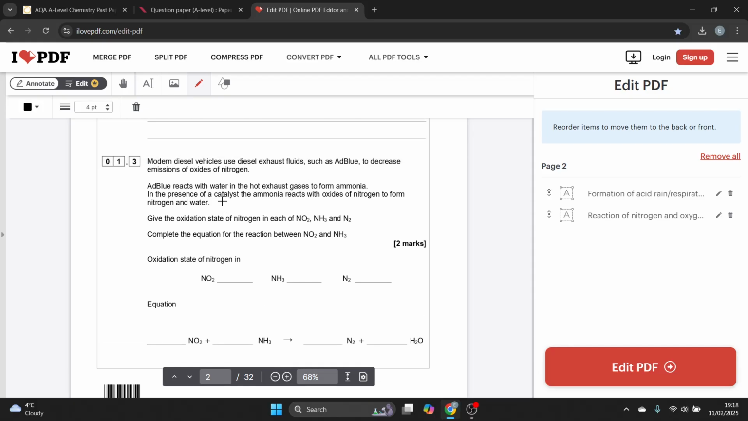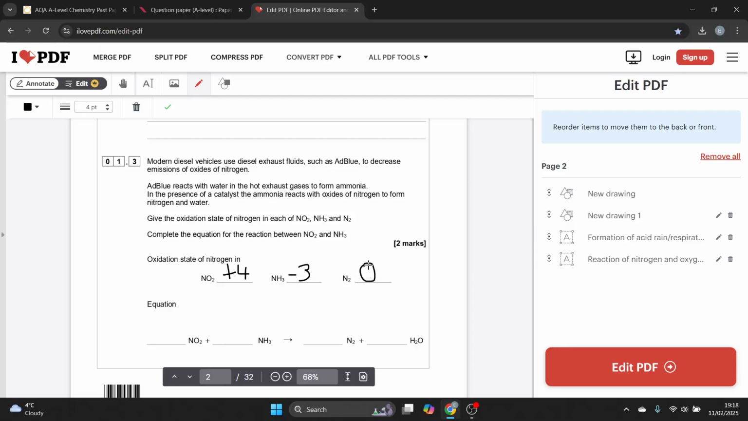Modern diesel vehicles use diesel exhaust fluids such as AdBlue to decrease emissions of oxide nitrogen. Give the oxidation of nitrogen in each of these. So in this case, it's going to be +4 because oxygen is -2 times by 2, -4. In this case, well, it's going to be -3 because hydrogen is always going to be +1. In this case, that's obviously going to be 0.